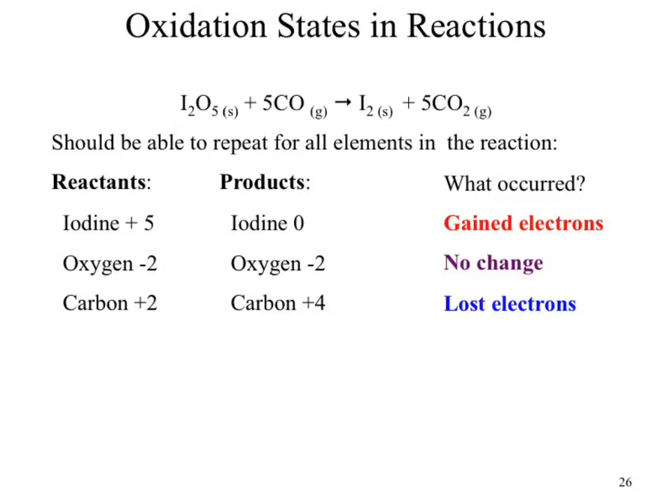It went from a +2 to a +4. To go from a +2 to a +4, it had to become more positive. To become more positive, what did it have to do? Lose electrons. Where did those lost electrons go? They can't be just lost out into space. They have to be picked up. What picked them up? Iodine.